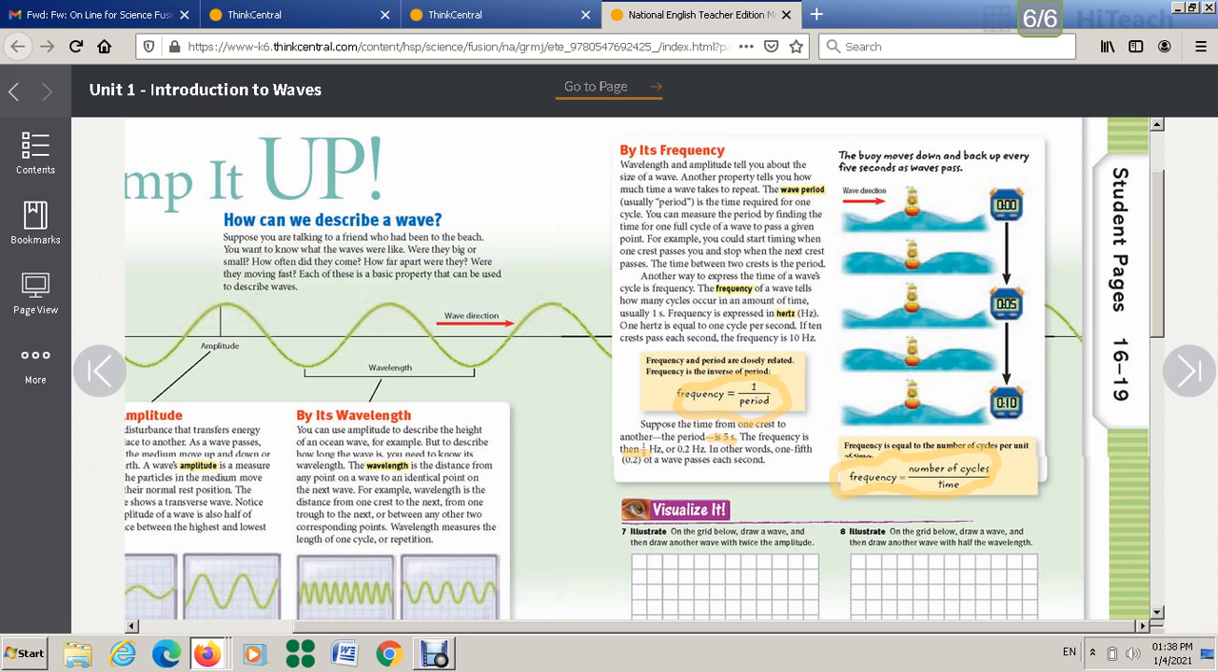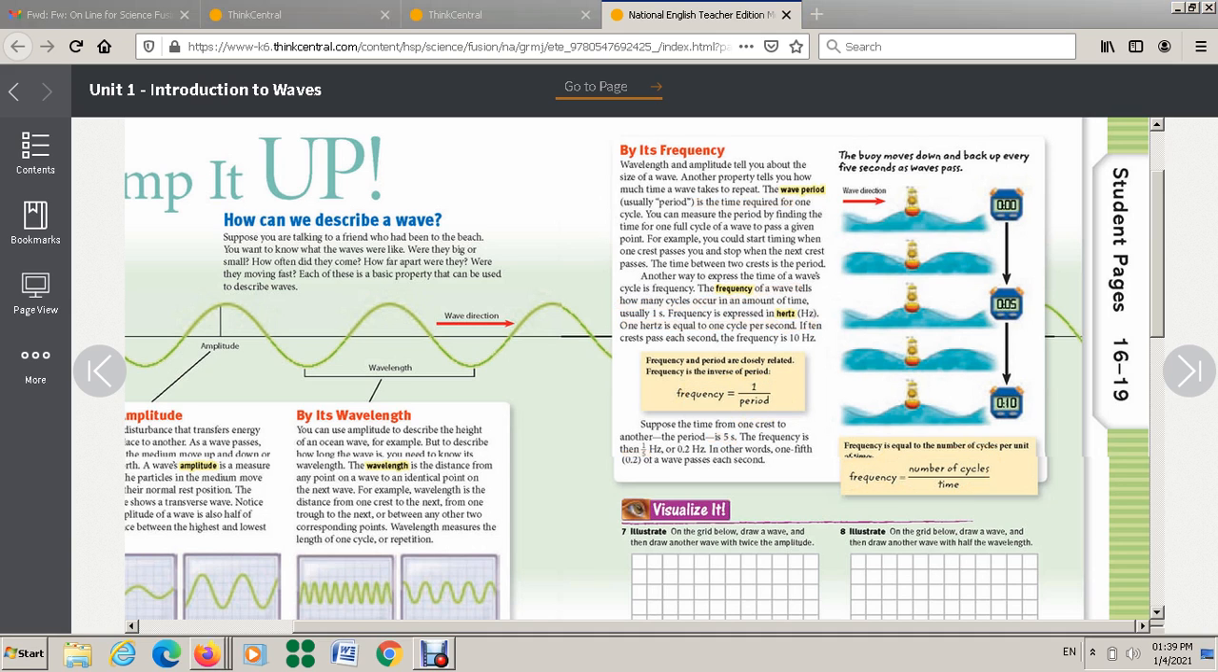If you have the number of cycles and the time, you know how to find the frequency. If you have the period, you know how to find the frequency. You have to know the definition of wave period, the definition of a frequency, and also the definition of hertz. Listen carefully to this video and write notes while you are listening.